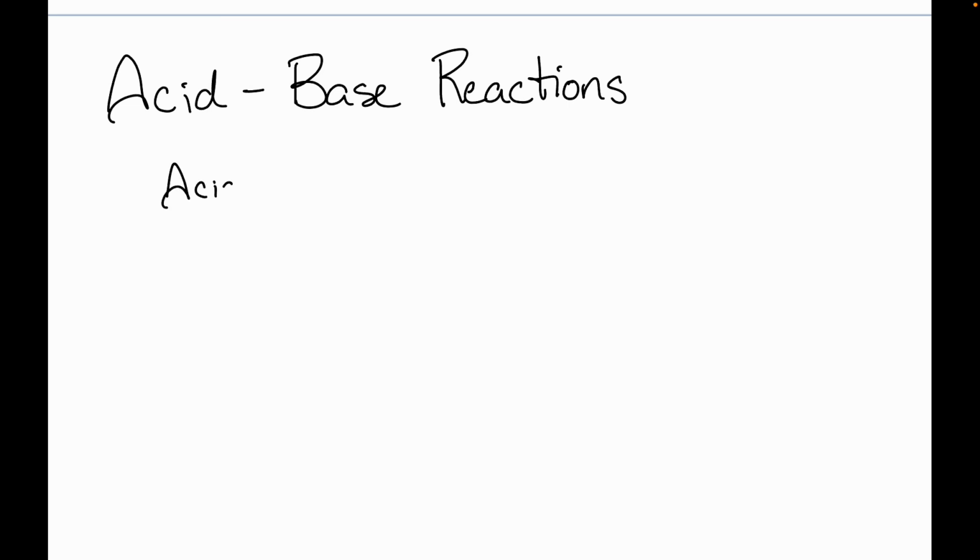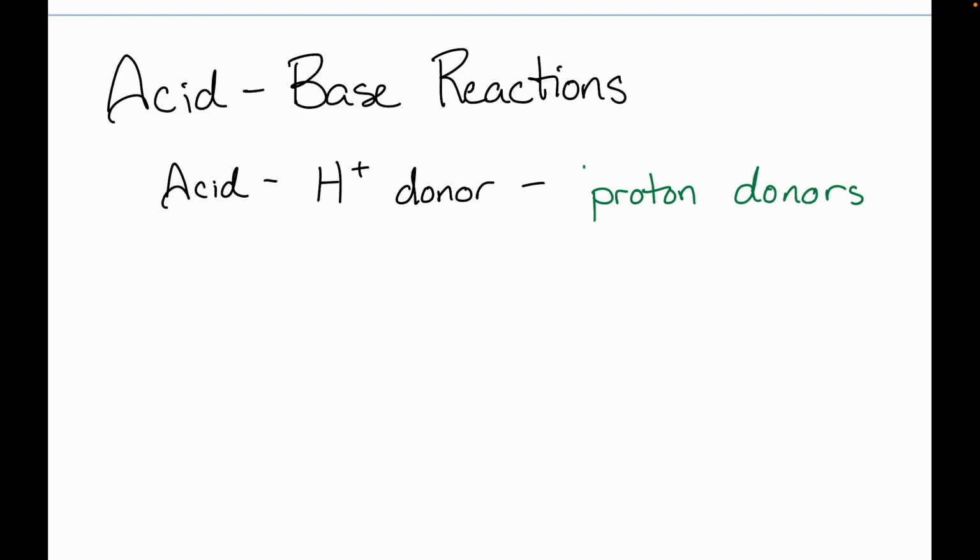An acid is a hydrogen ion donor. Okay, and we don't really call this thing a hydrogen ion. We more simply refer to it as a proton. So we say that acids are proton donors.